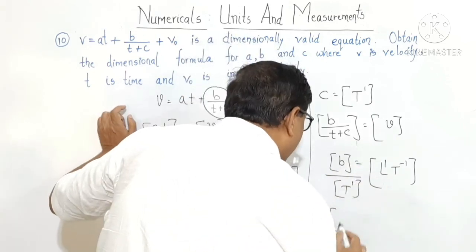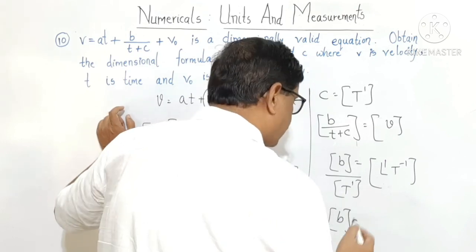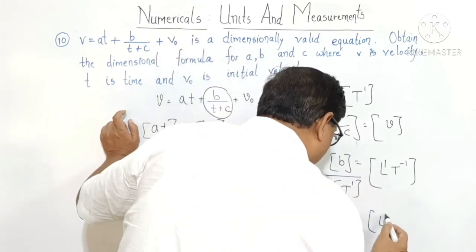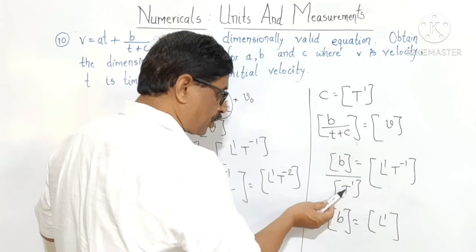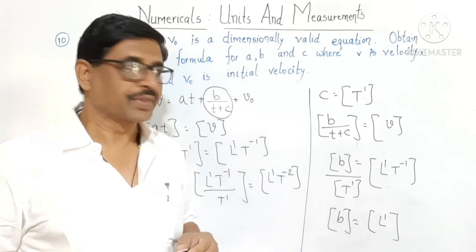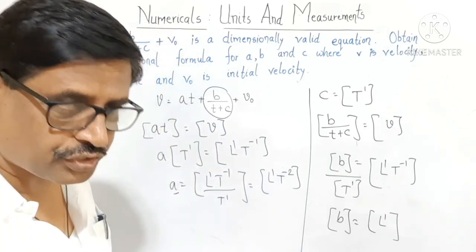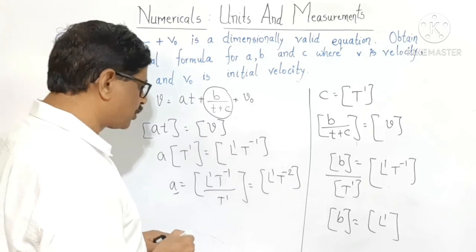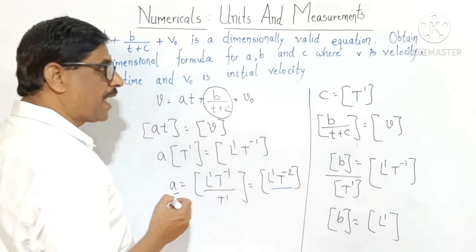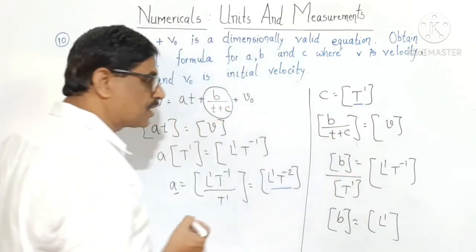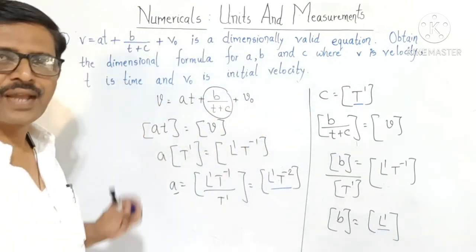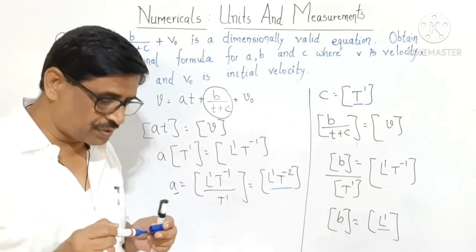Therefore I will get here dimension of B is equal to T to the power plus 1 goes to other side and it will come out to be equal to L to the power 1 because T to the power plus 1 and T to the power minus 1 will come out to be equal to 0. Like this, we will get the dimensions of A, B and C. What are the dimensions of A? Dimensions of A are L1 and T minus 2. Dimension of C are T to the power of plus 1, and dimension of B are L to the power of 1. And it's very simple to say that.